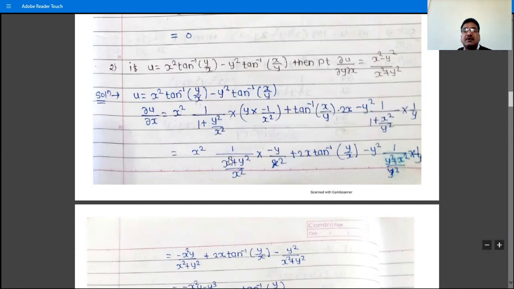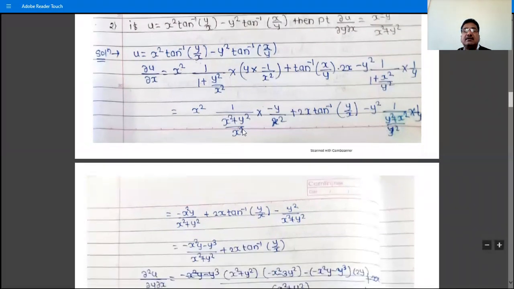So here it is y/x, and the simplification is what? x² is the LCM: x² + y² into −y/x², plus 2x tan⁻¹(y/x). Here y/x is correct. Then minus y², the LCM is y² + x², into 1/y, and this becomes x²/(x² + y²), and then x² gets cancelled. So we have (−x²y)/(x² + y²), plus 2x tan⁻¹(y/x), minus this y² term.